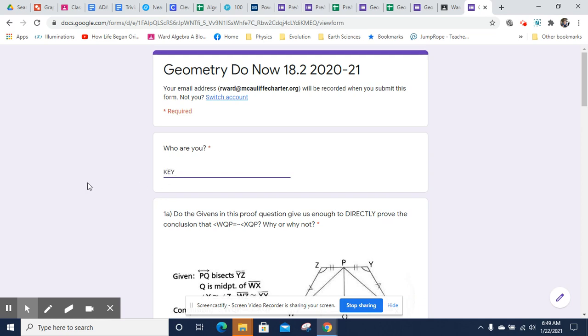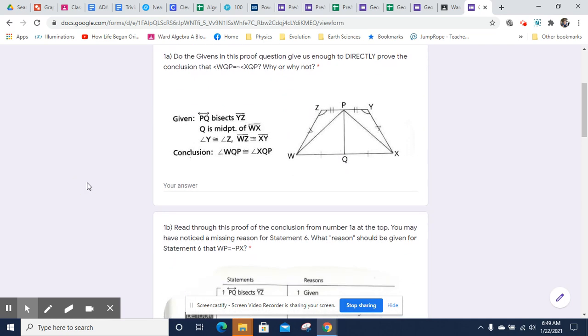So here we go. I've changed out this Do Now a little bit so you're not doing lengthy proofs and so forth, because I'd like to give you more time in class to move through the chapters, but I did want to get you thinking about some things about proofs. So do the givens in this proof question give us enough to directly prove the conclusion that angle WQP is congruent to angle XQP? Why or why not?